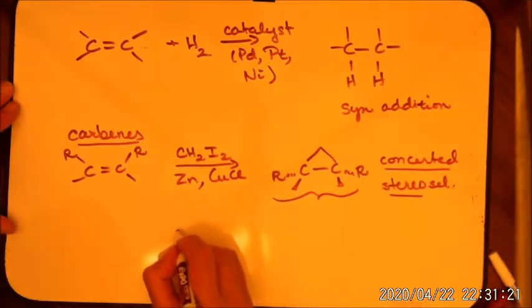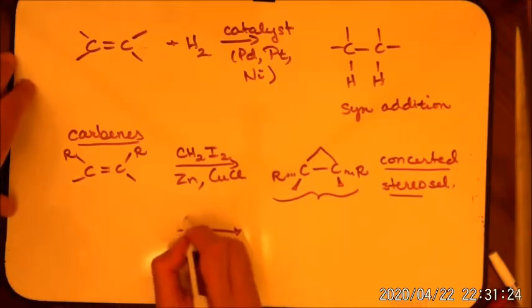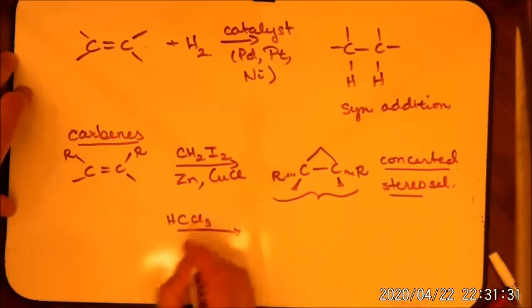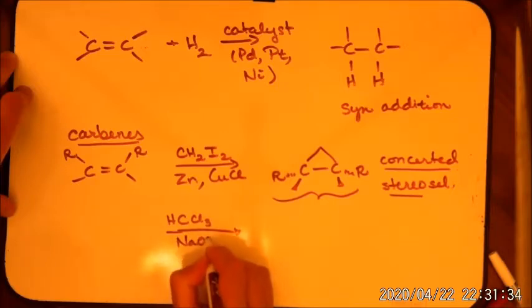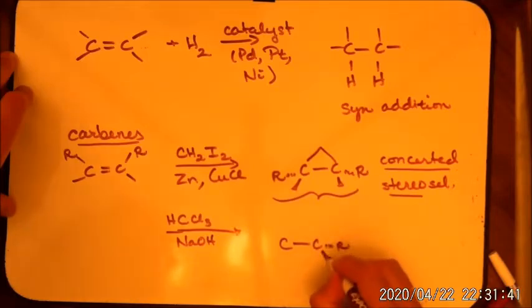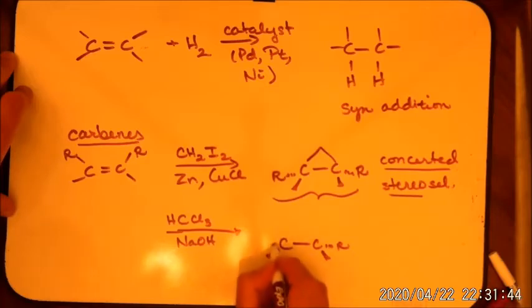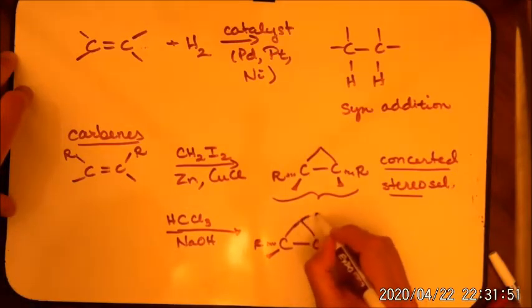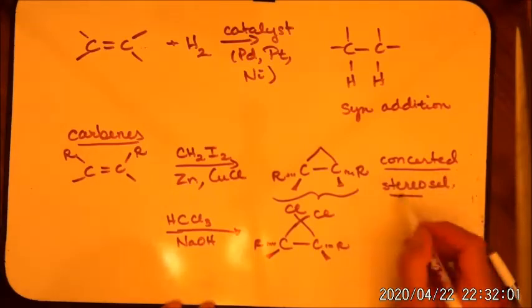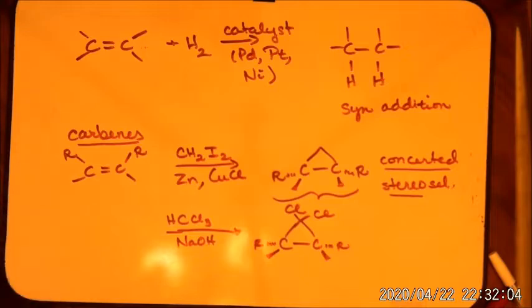The other one is alpha elimination. If you do alpha elimination, you have something like either chloroform or bromoform, with something like sodium hydroxide. And when you do form your carbene, this is a dichlorocarbene. And again, it's concerted, and you have to worry about stereoselectivity. So those are your two carbene chemistry reactions that you need to know.